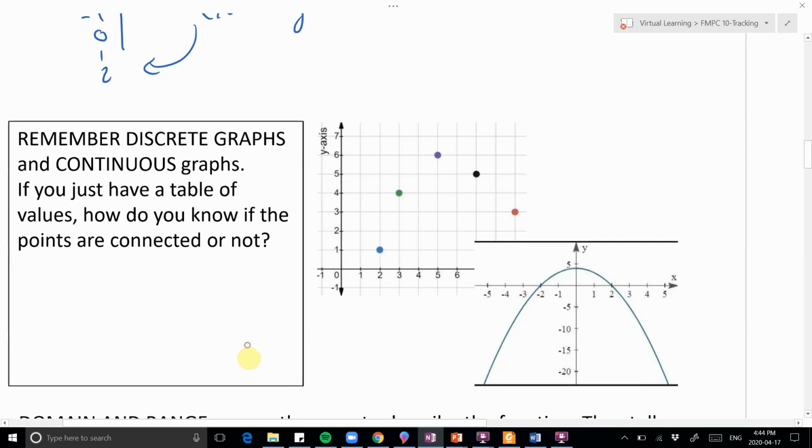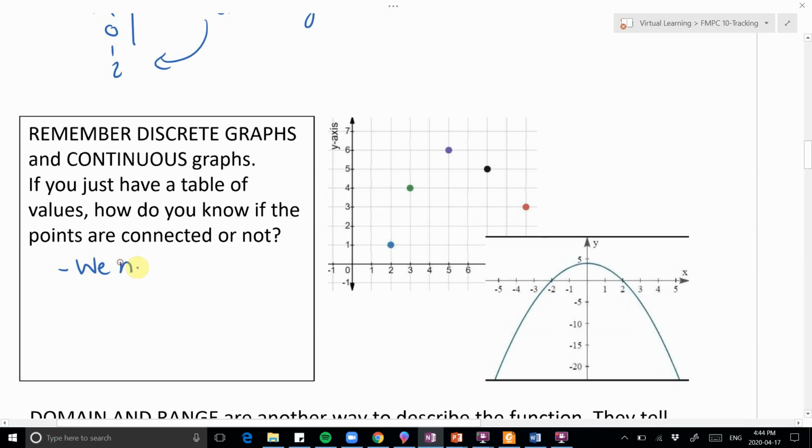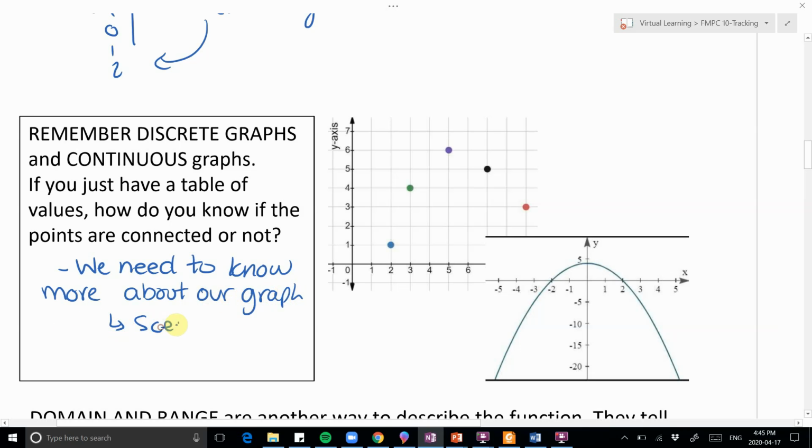So how would we know if those dots are connected or not? We need to know more about our graph. And sometimes that can come from knowing the scenario, right? If we know what the X and Y values are, like if they're time or speed or tickets, shoe sizes, right? Then we can kind of logically figure that out. Or what we're going to talk about today is you can know the domain and range. And those are two things that will give you more information.